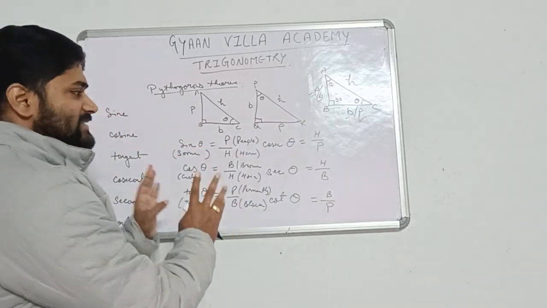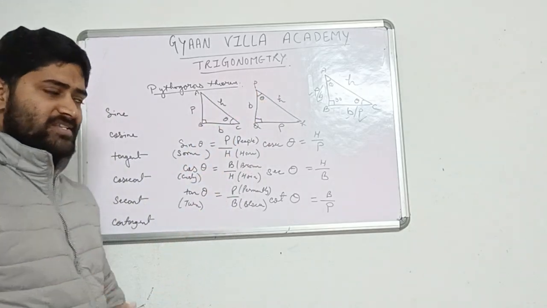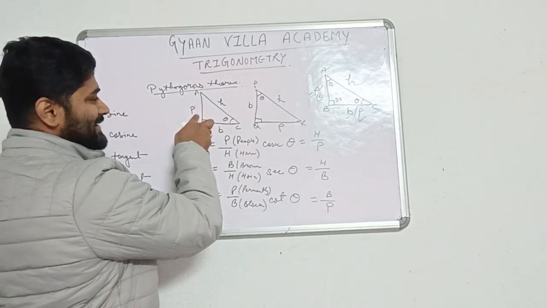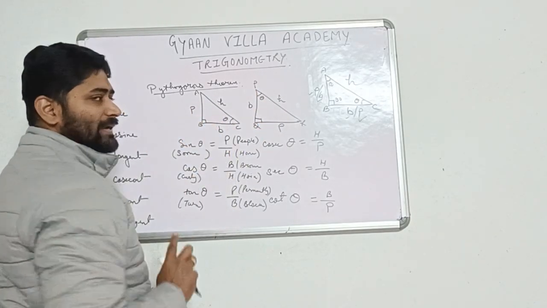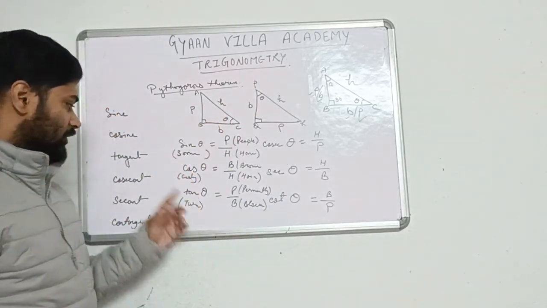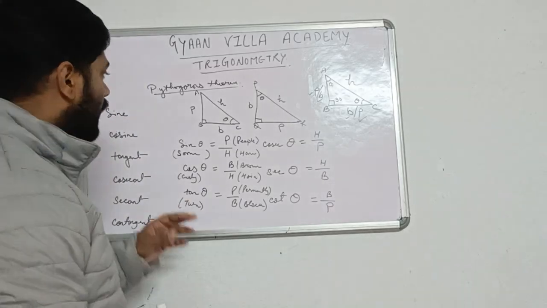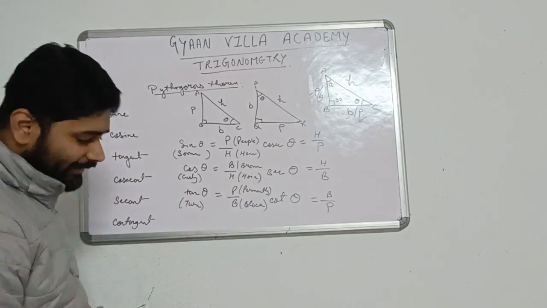Hypotenuse will remain as it is. In both cases the hypotenuse is the same, but these two sides, the perpendicular and base, will change according to the angle you are observing from. Is it clear? Now let's see, sir, how to solve it, how to find the value.